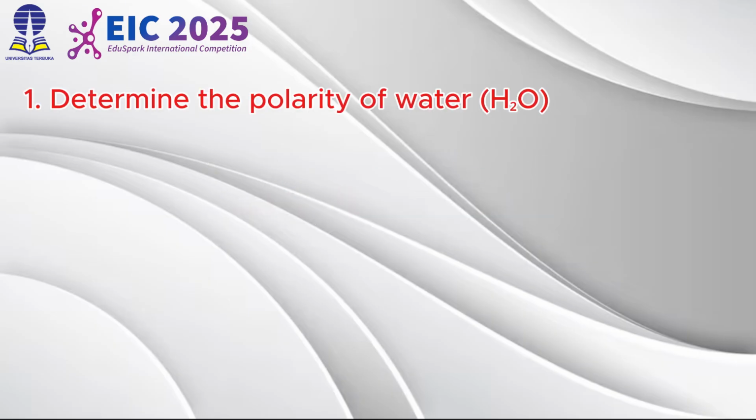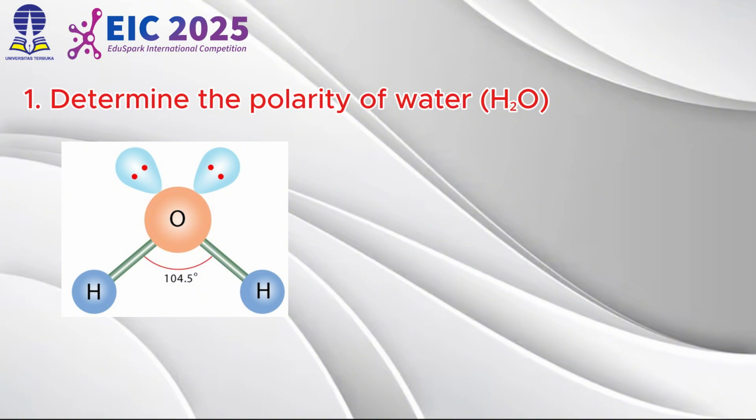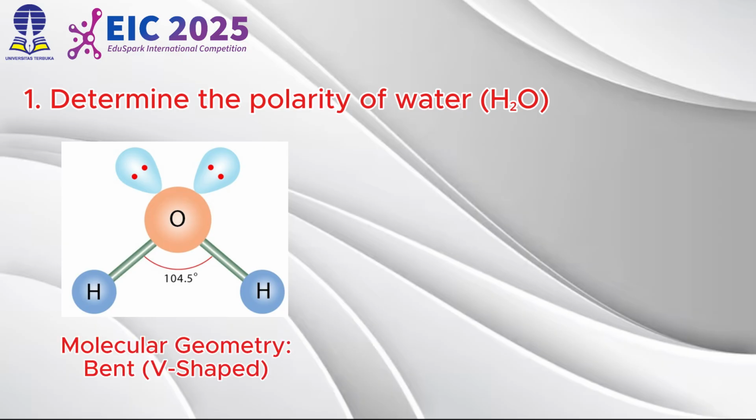Number 1. Determine the polarity of water. Let's start by drawing the water molecule. Since the molecule has two bonding electron pairs and two lone pairs, its molecular geometry is bent or V-shape. From the structure, there is one type of single covalent bond between oxygen and hydrogen.